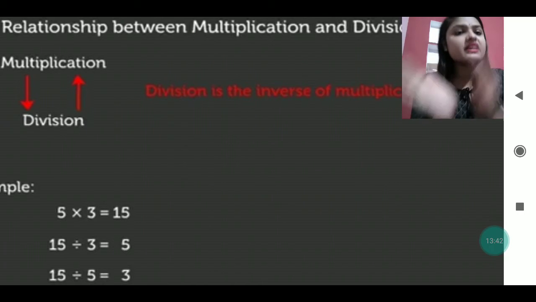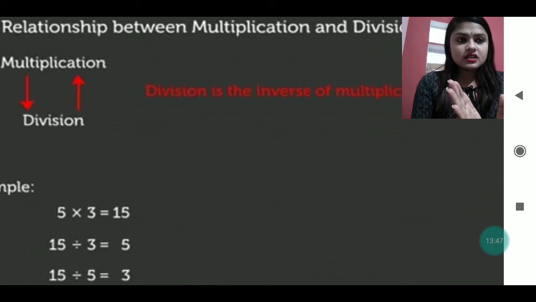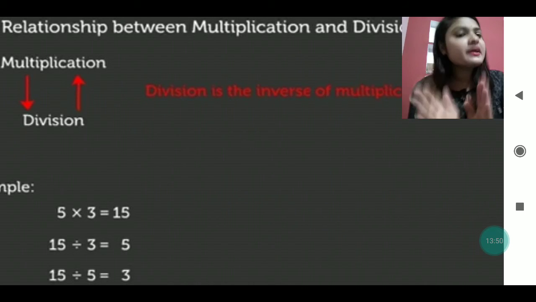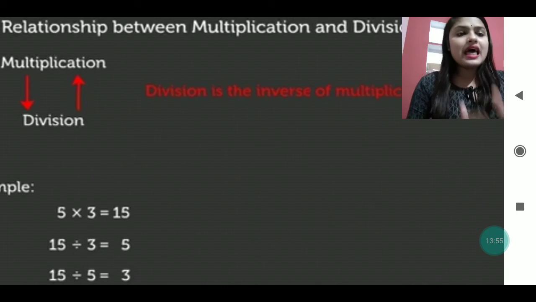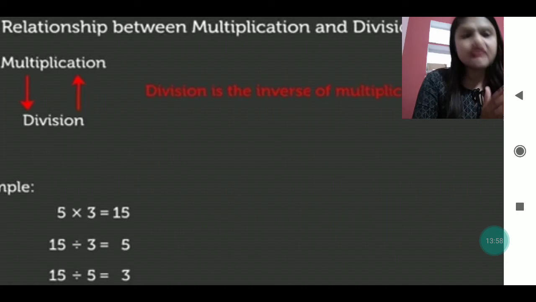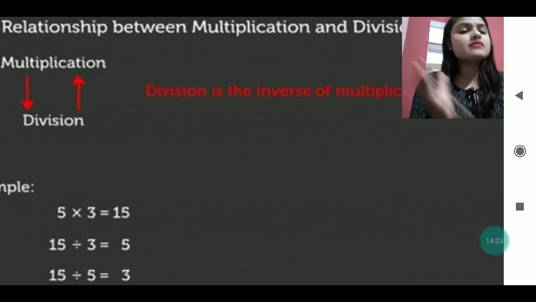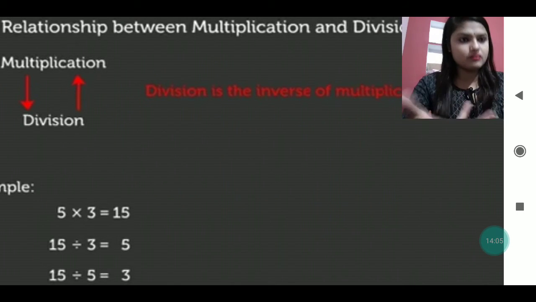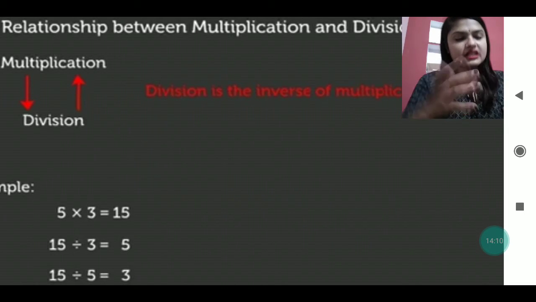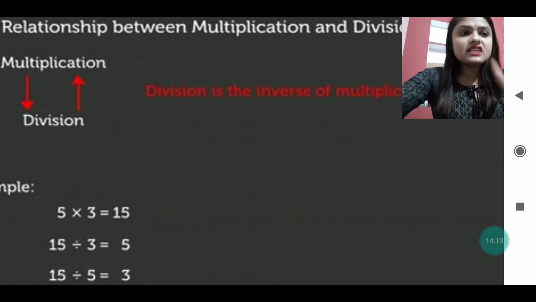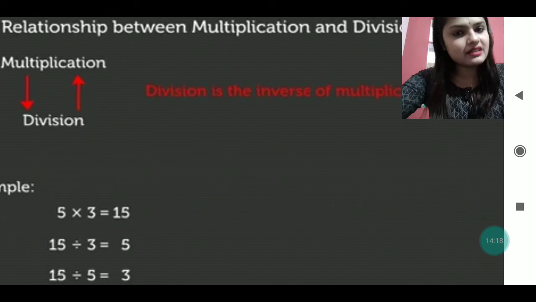And why are division and multiplication inverse of each other? Because division means repeated subtraction, whereas multiplication means repeated addition, and they are opposite of each other. In division we divide things into equal groups, whereas by multiplying we find a product that is more than the number given. So that is why division is called the inverse of multiplication.